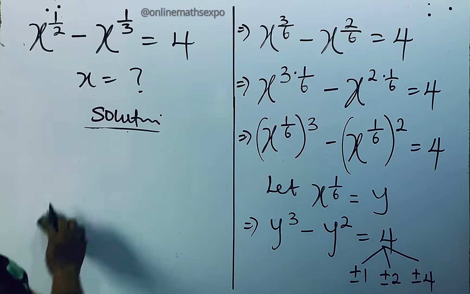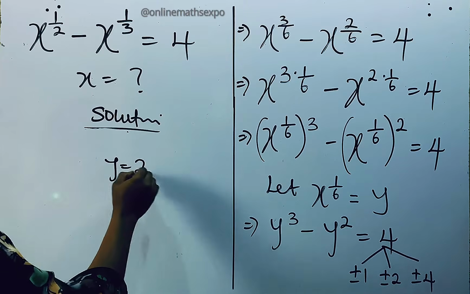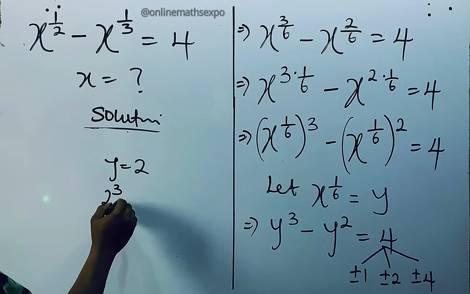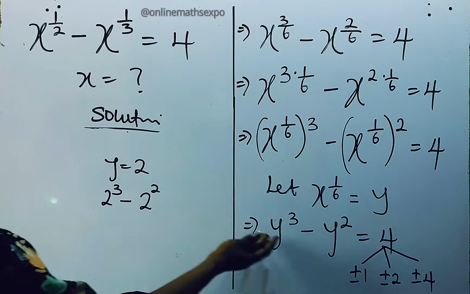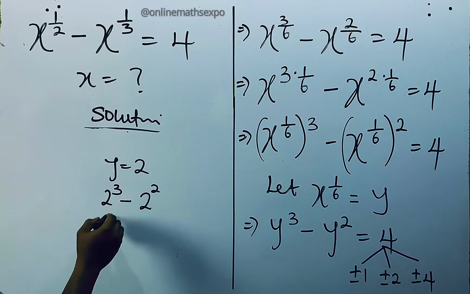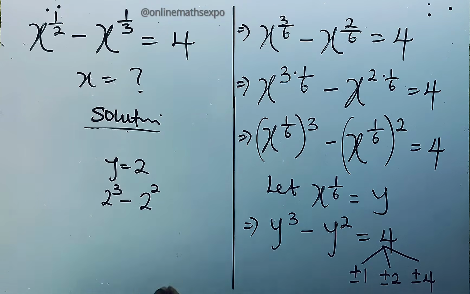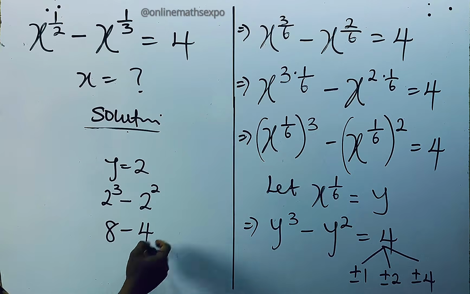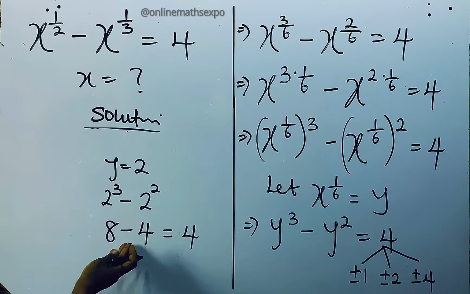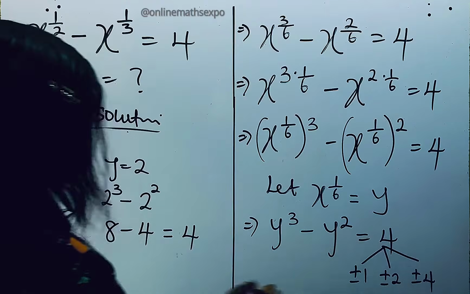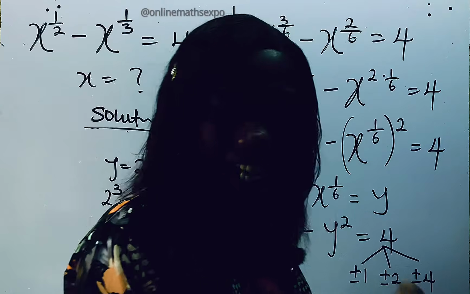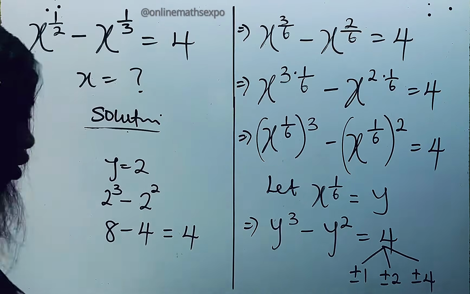If y is 2, we now have 2 cubed minus 2 squared. Let's simplify. This will give us 2 multiplied by itself 3 times, which gives us 8. This is 4. And when you subtract this, it gives us back 4. So it means that y being 2 is one of the required solutions. Let's now use it to get the rest of the solutions.